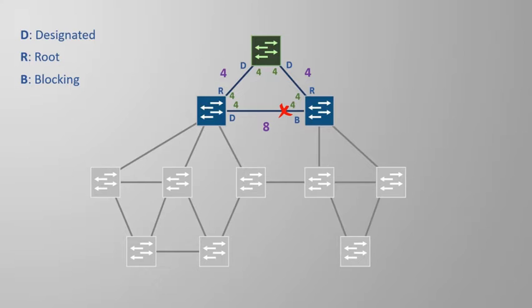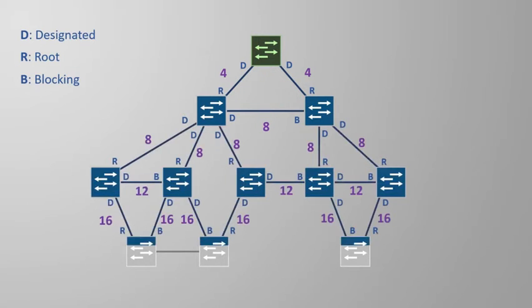These three switches have now fully converged and can forward traffic without the risk of looping and broadcast storms. Of course, this process needs to happen throughout the entire network, which can get more complicated as we move through.